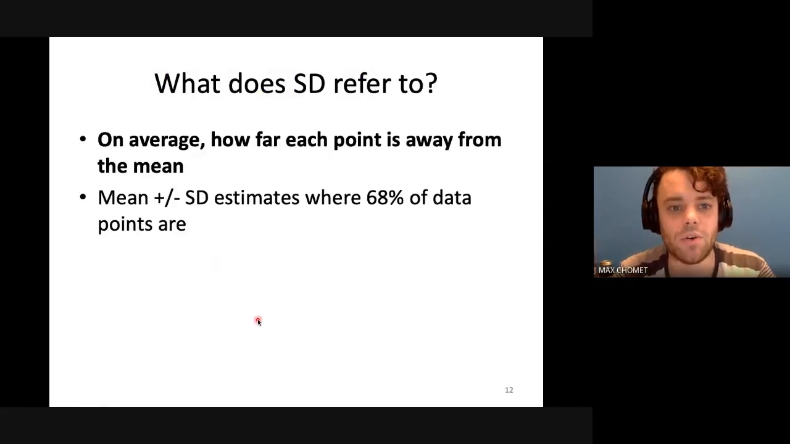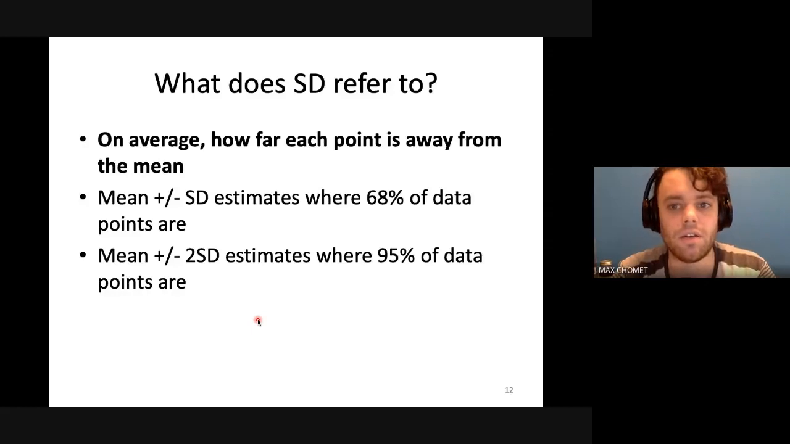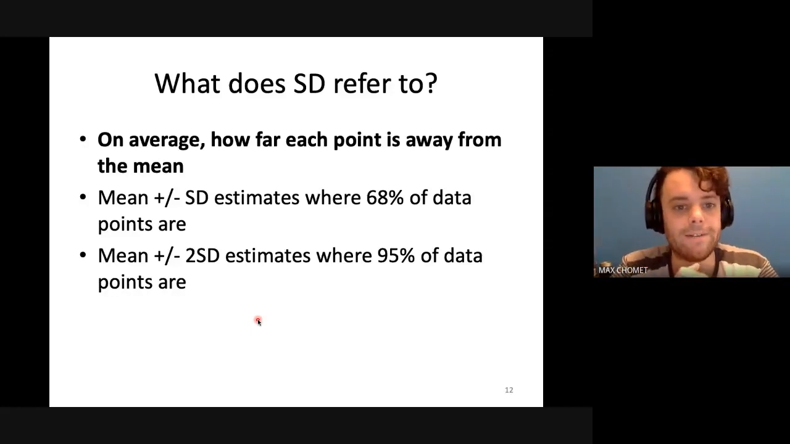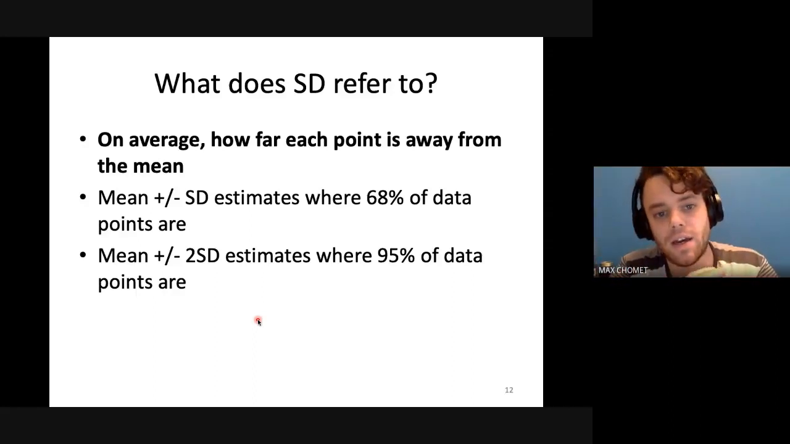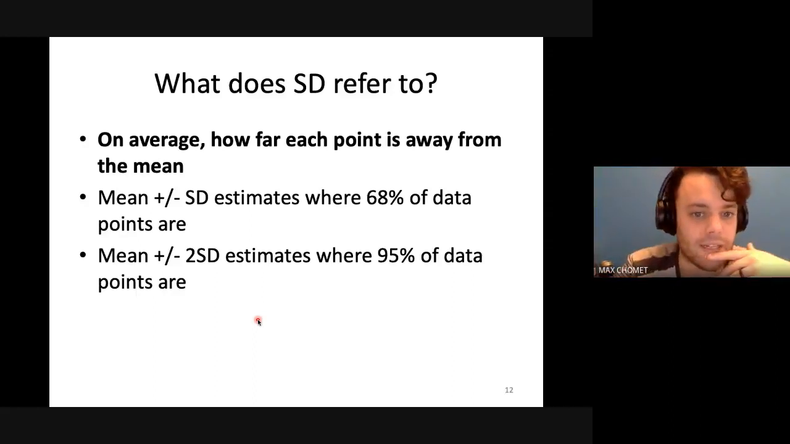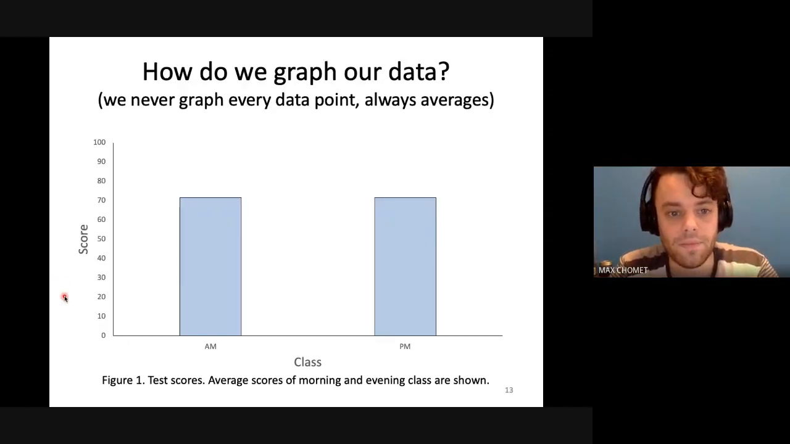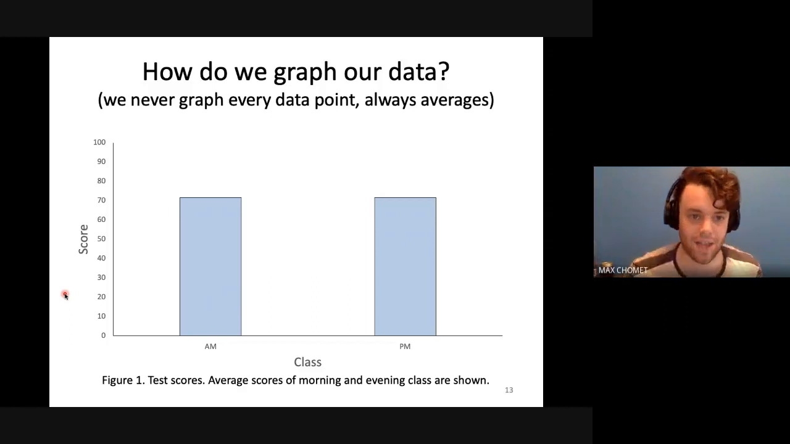So here's the actual way that I want you to use it. Standard deviation is how far each point is away from the mean on average. And the mean plus or minus 1 standard deviation is about where 68% of the data points are. We're assuming this perfect normal distribution, right? And plus or minus 2 is where 95% of the data points are. And so let's go back to our original classes. They had the exact same average.